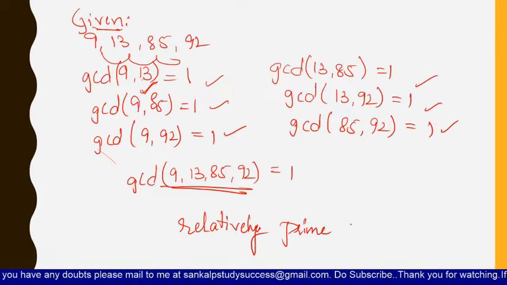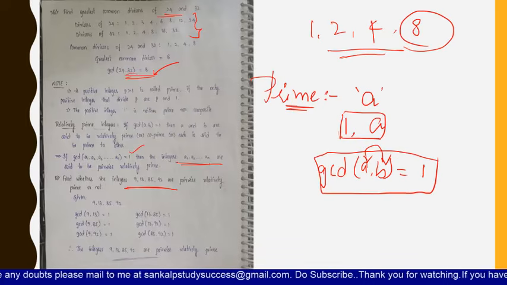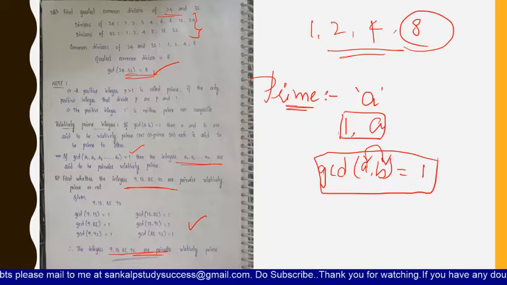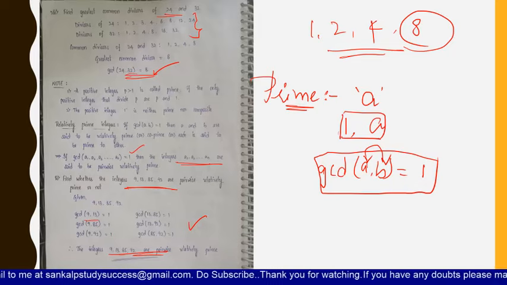Relatively prime. They are relatively prime. So, see here, the GCD of all the numbers is 1. So, they are pairwise relatively prime, because we are seeing it as pairwise, correct? So, pairwise relatively prime.